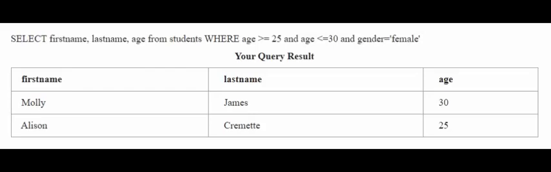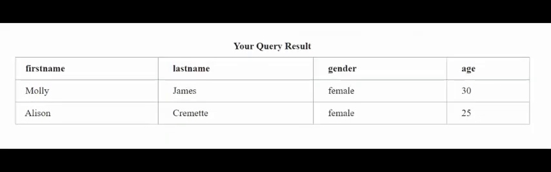In both cases you get two students, Molly James, 30 years old, and Allison Cromet, 25 years old. Molly James goes first. Then goes Allison Cromet. How to change the records' order? To change the record order, you must add the ORDER BY clause.